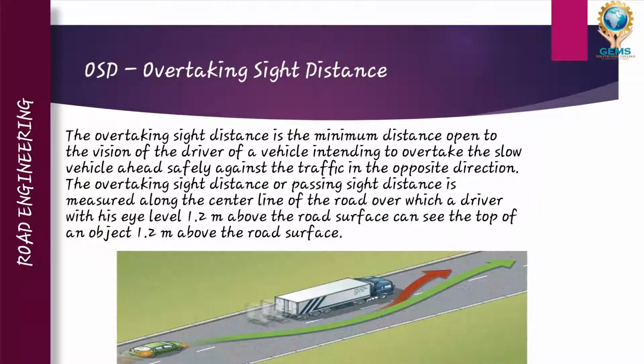OSD is overtaking sight distance. Overtaking sight distance is nothing but the safe distance between the vehicle which I want to cross, and if the vehicle crosses or overtakes the other vehicle safely, that is known as overtaking sight distance.